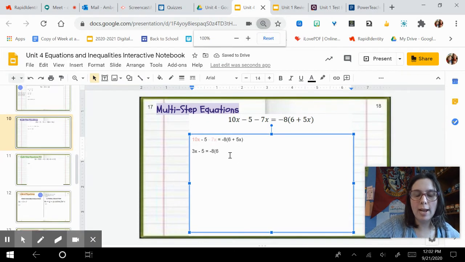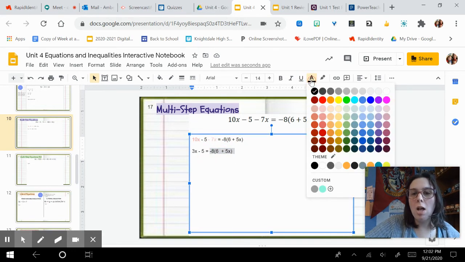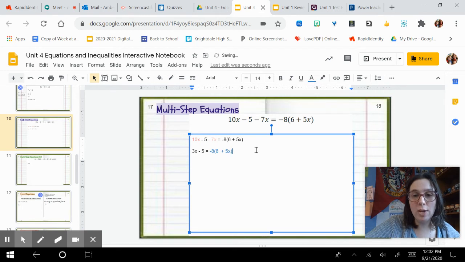Sorry, I accidentally reset my screen. So plus 5x. Now we can do the parentheses. I need to distribute this negative 8 to the 6 and the 5x. You cannot combine 6 and 5x, they're not like terms, so I have to distribute first. So 3x minus 5, and bring that down. Negative 8 times 6 is what I'm doing first, plus negative 8 times 5x. I'm showing you how I distribute it. Again, you don't have to do that. You can just put what you get. I'm just showing you what happens.